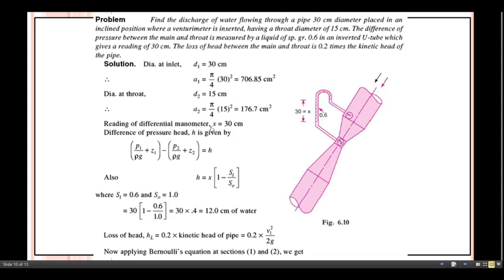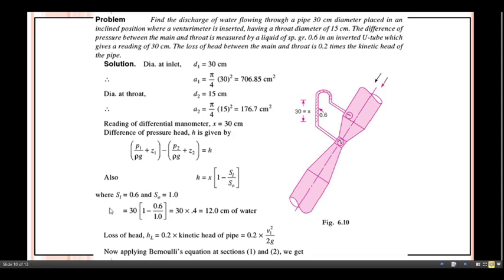A reading of the differential manometer with us is x equals 30 centimeter. Then the difference of pressure head H is given by P1 divided by rho g plus Z1 minus P2 divided by rho g plus Z2 equals H. Also, this relation with us: H equals x into 1 minus SL divided by S0.